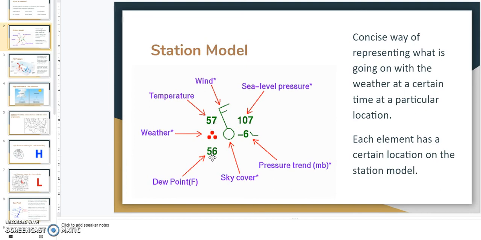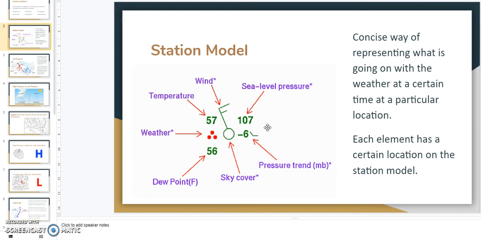Temperature's to the upper left, dew point is to the lower left. When dew point is very, very close to temperature, you know that the humidity is very, very high. Dew point gives you an idea of how much moisture there is in the air. And then if there's something special happening, like showers or thunderstorms, there's going to be a particular symbol right here. This shows you the pressure trend, but we won't worry about that too much.